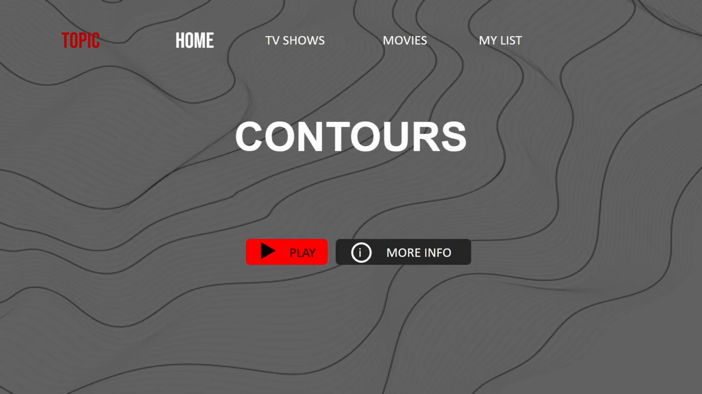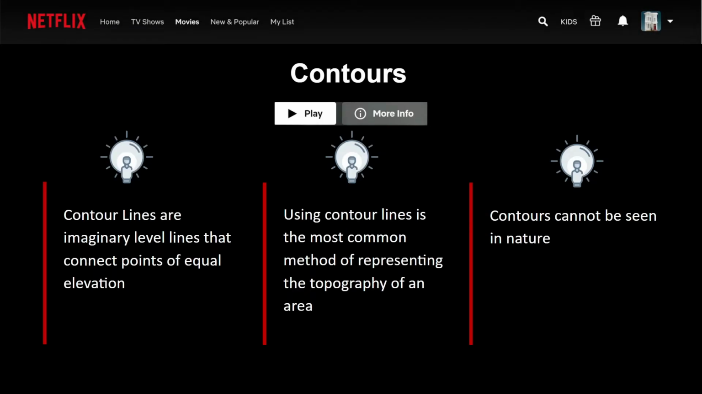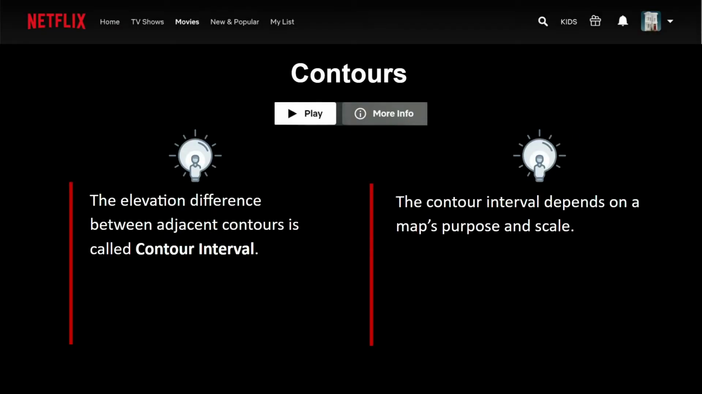Contours. Next slide, please. Contours are imaginary level lines that connect points of equal elevation. Using contour lines is the most common method of representing the topography of an area, and these cannot be seen in nature. Next slide, please. The elevation difference between adjacent contours is called the contour interval, and contour intervals depend on the map's purpose and scale.